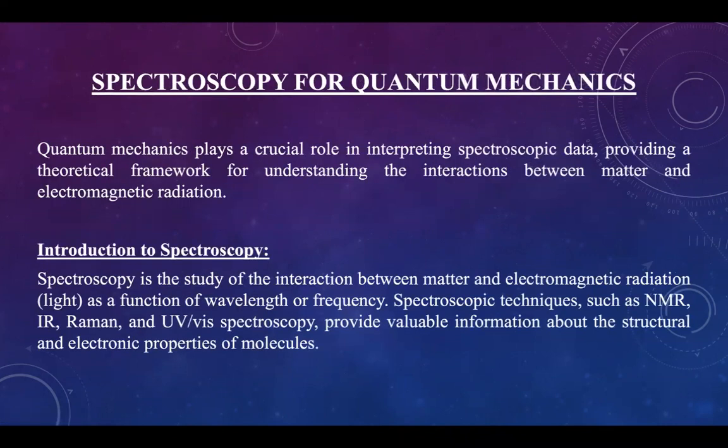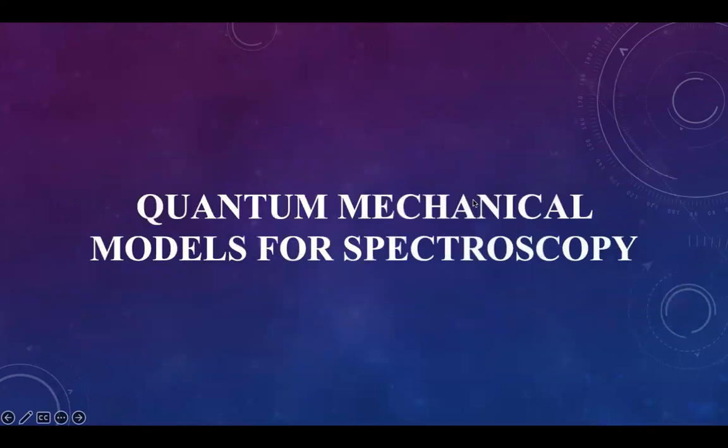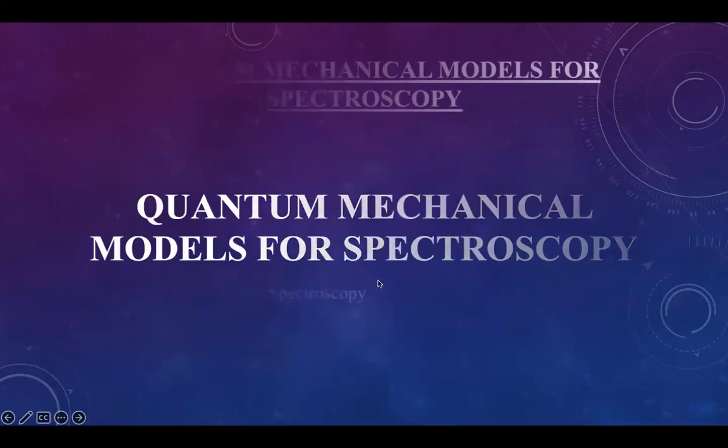Spectroscopy for quantum mechanics. Quantum mechanics plays a crucial role in interpreting spectroscopic data, providing a theoretical framework for understanding the interactions between matter and electromagnetic radiations. Introduction to spectroscopy. Spectroscopy is the study of interaction between matter and electromagnetic radiations as a function of wavelength or frequency. Spectroscopic techniques such as NMR, IR, Raman, and UV spectroscopy provide valuable information about the structure and electronic properties of molecules.